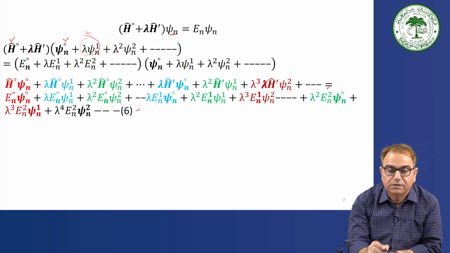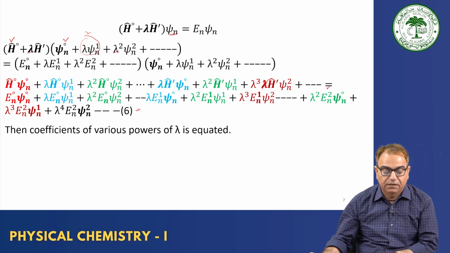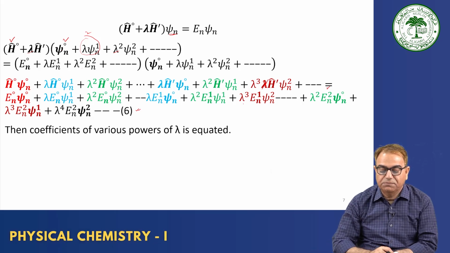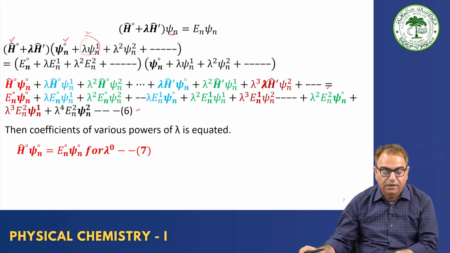Okay. This we can write. Now we say that we segregate, and then the coefficients of various powers of lambda are equated. And if you equate the coefficients of various powers of lambda, what do you find? For lambda naught, this is the equation.